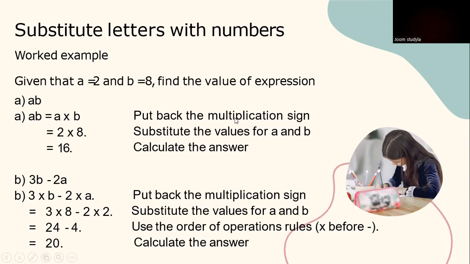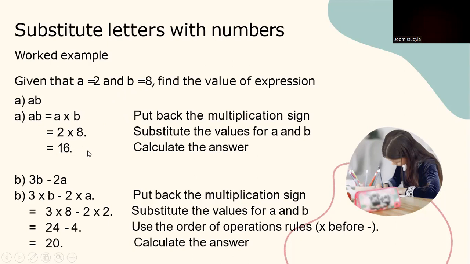So put back the multiplication sign, and A is actually equivalent to 2. A, you substitute with 2, multiplied by B. B is equivalent to 8, so you substitute B with the 8. 2 multiplied by 8 is equivalent to 16.